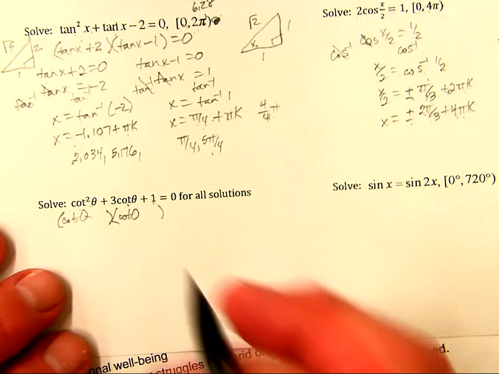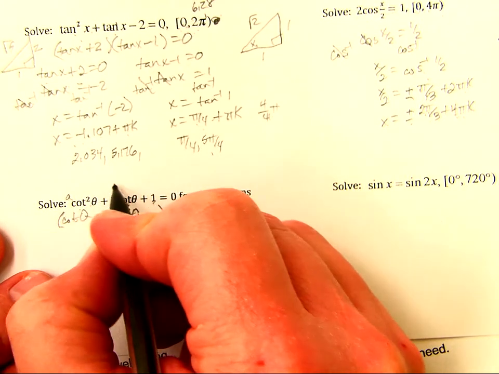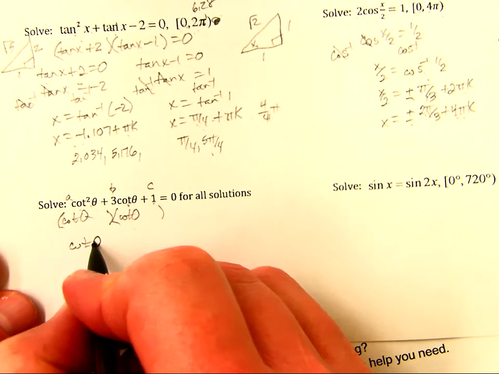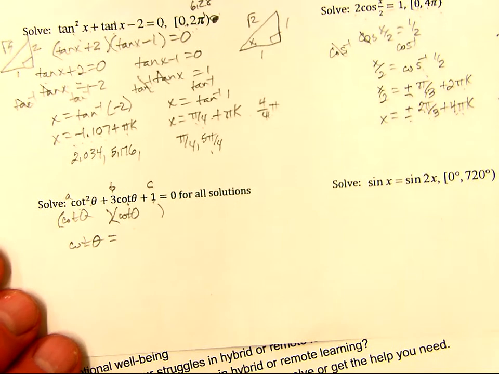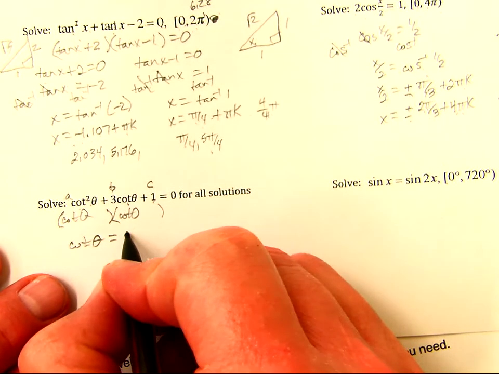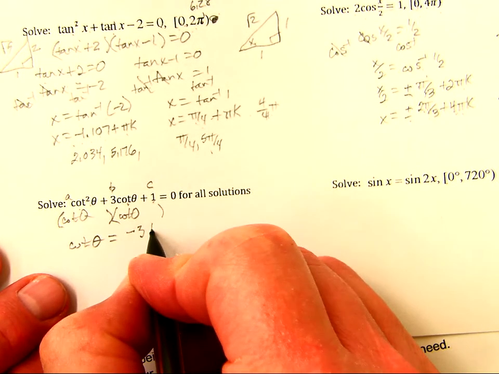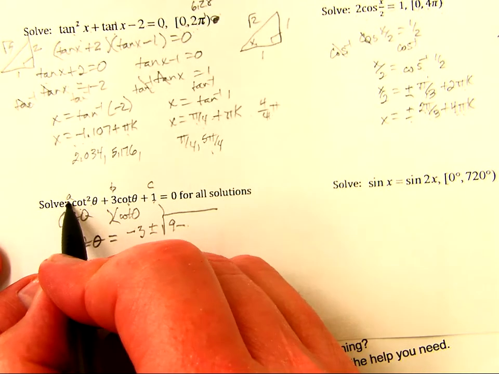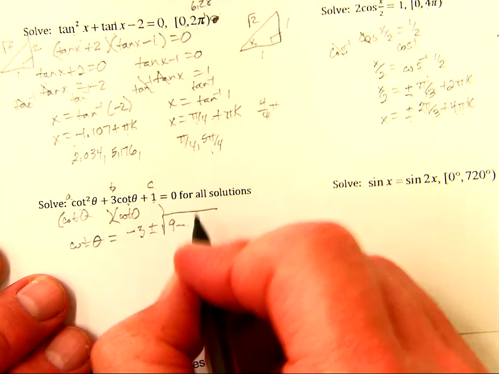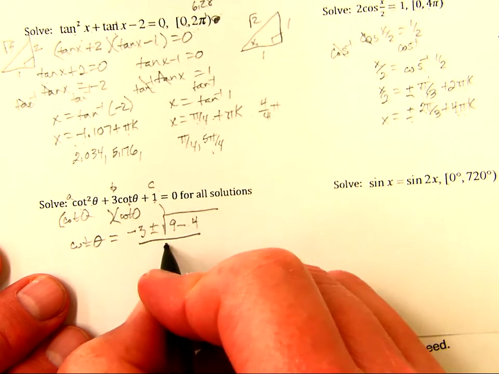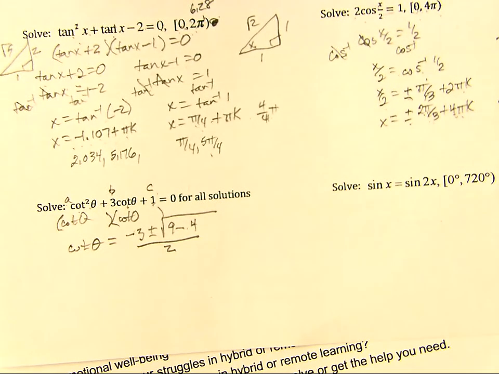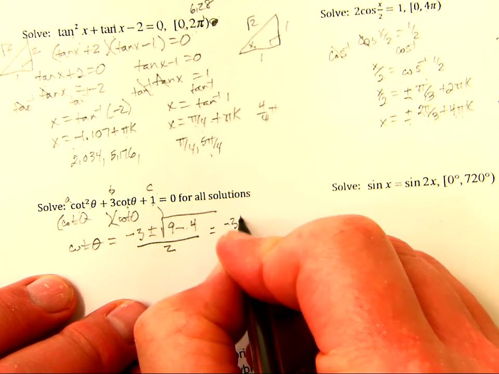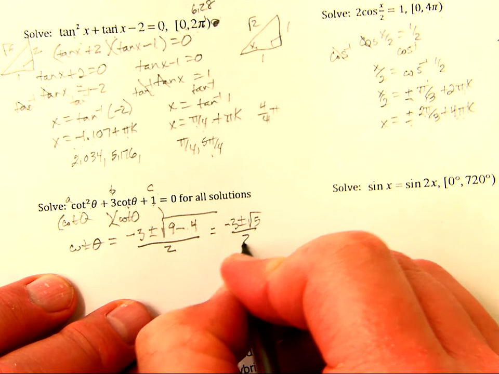So we're going to use the quadratic formula. So this is A, B, and C. To use the quadratic formula, we start with cotangent theta equals, because that's our variable, negative b, so negative 3, plus or minus the square root of b squared, which is 9, minus 4 times a, which is 1, times c, which is 1, all over 2a, which is 2. So that's negative 3 plus or minus the square root of 5 over 2.